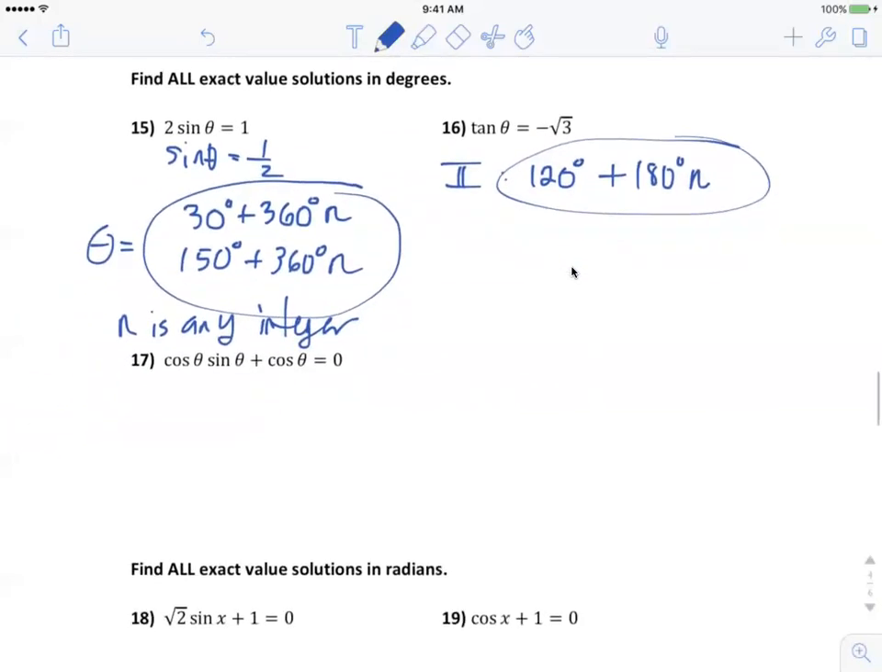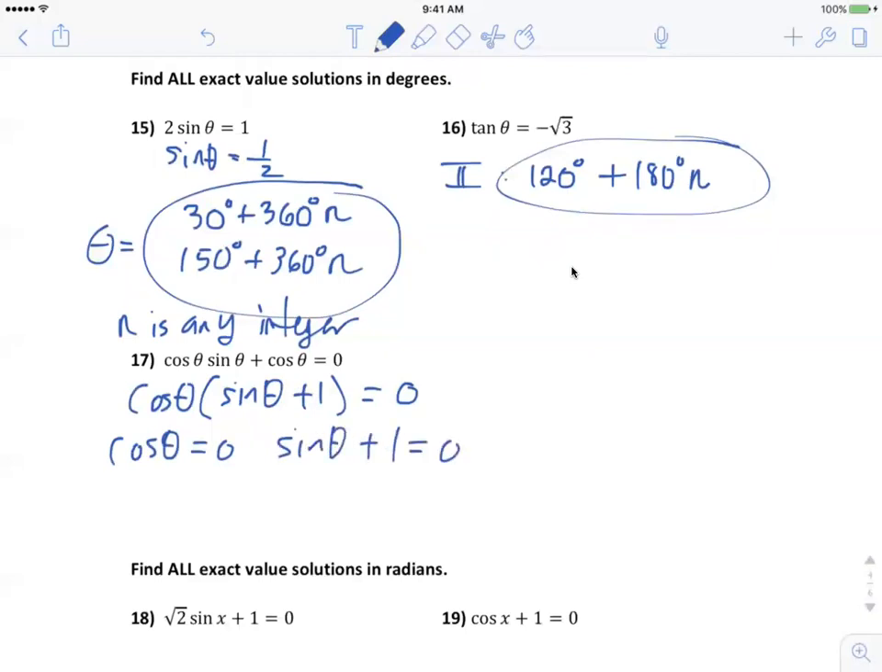Okay, how about 17? Looking at that one, it looks like I can first factor out a cosine. So I'd have cosine theta times sine theta plus 1. Then set each part equal to 0, and solve for the trig function. Cosine theta is already isolated. Sine theta isolated will be equal to negative 1.